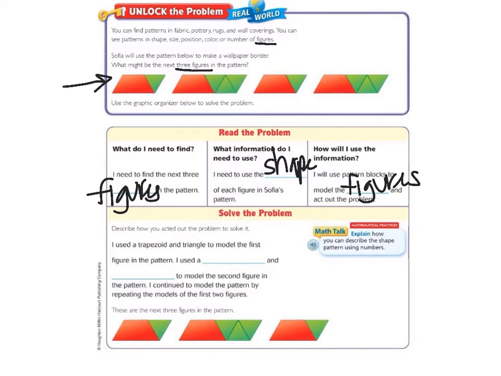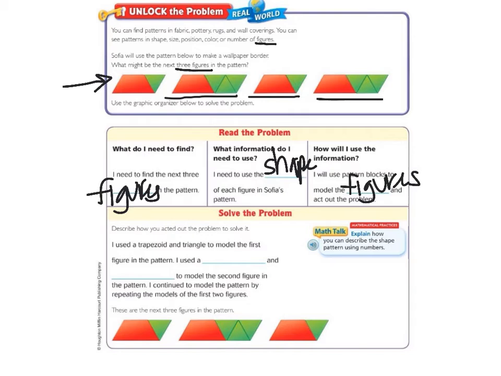So in order to solve the problem, I'm going to draw. So let's look up top. We said it started with one red trapezoid connected to one green triangle. The next figure in the pattern is one red trapezoid with three green triangles. Then it goes back to one red trapezoid with one green triangle. And the final one in the pattern above is a red trapezoid connected with three green triangles.